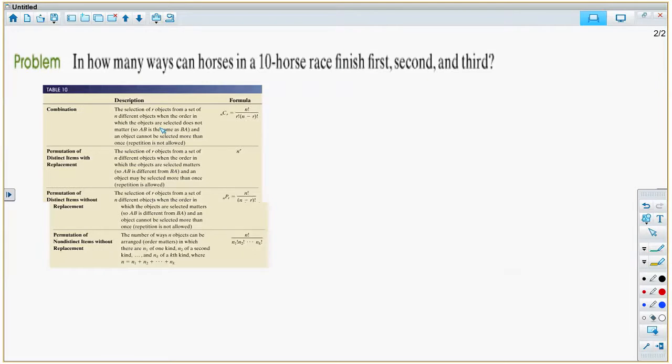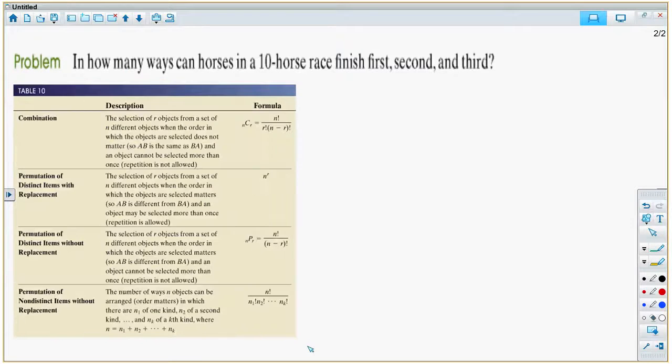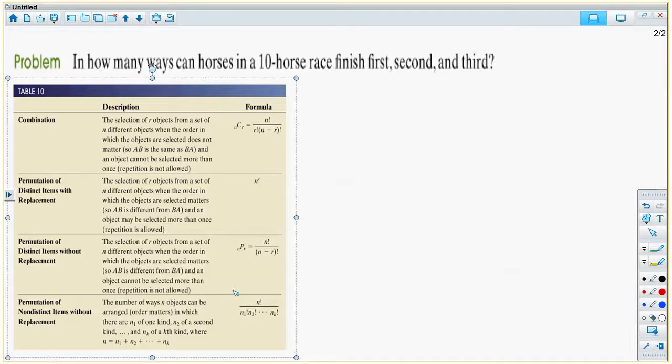When it says nPr, what does that mean? That means you're finding the permutation right here. You're finding the permutation of n equal to 10 and r equal to 3, and you're plugging it in right here. I already did all that, and the number is 720. That's the answer. If you did the math right, there's 720 different possibilities, yes.